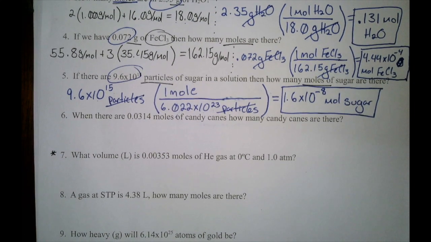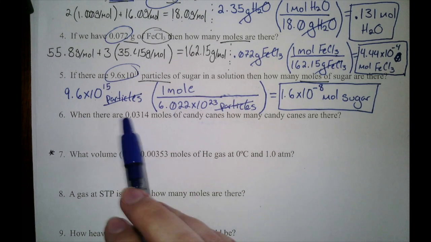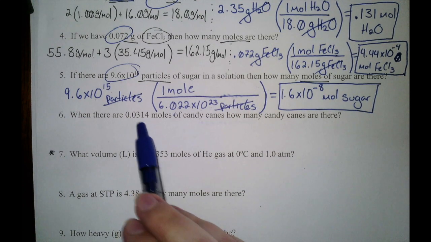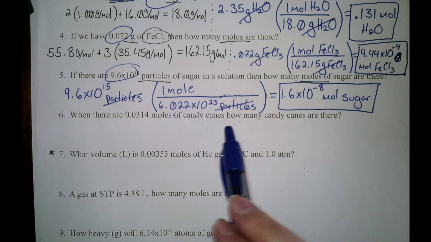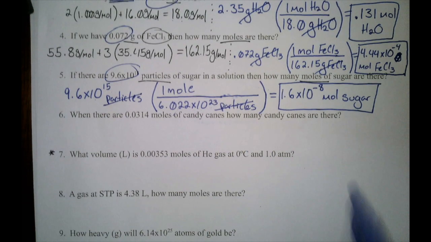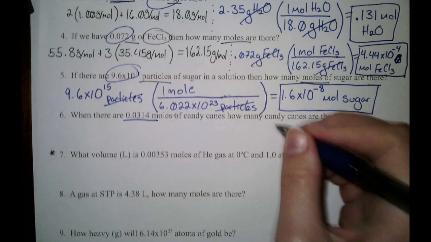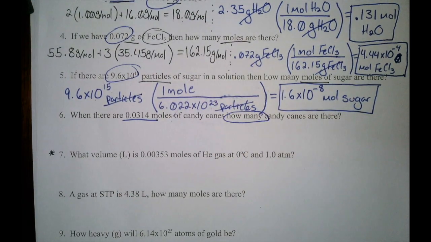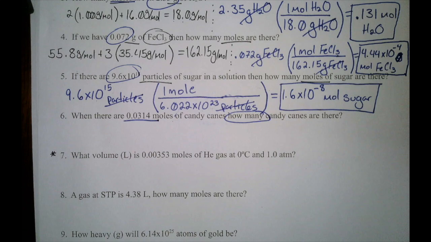Our next example says when there are 0.0314 moles of candy canes, how many candy canes are there? Again, it's giving us moles and it's asking about how many. It's asking about a number of items, which is akin to particles. So we need to use Avogadro's number as our conversion factor. Pause the video and see if you can work through this one on your own. All right, let's go through it.